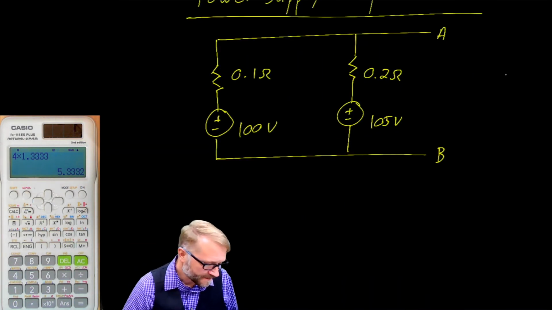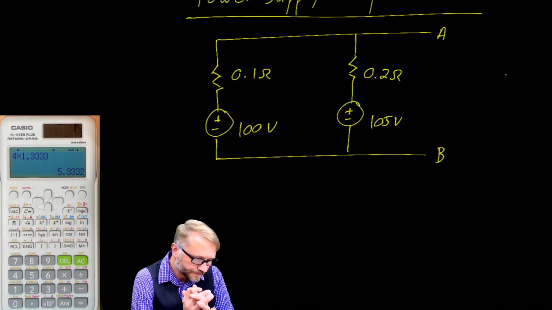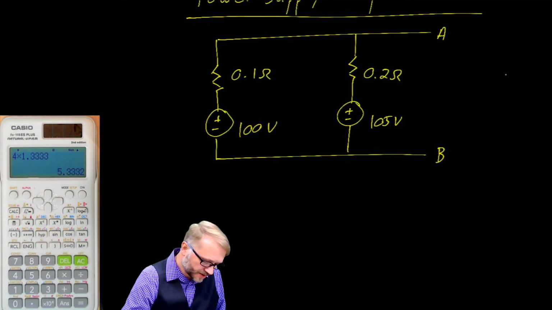Okay, so we have 2 power supplies here. We have a 100 volt with a 0.1 ohm in parallel with 105 and a 0.2 ohm. You could think of these as 2 batteries, but they're unequal, right? They're not the same characteristics. With Thevenin and Norton, this problem isn't too terribly difficult. So this is what you do.